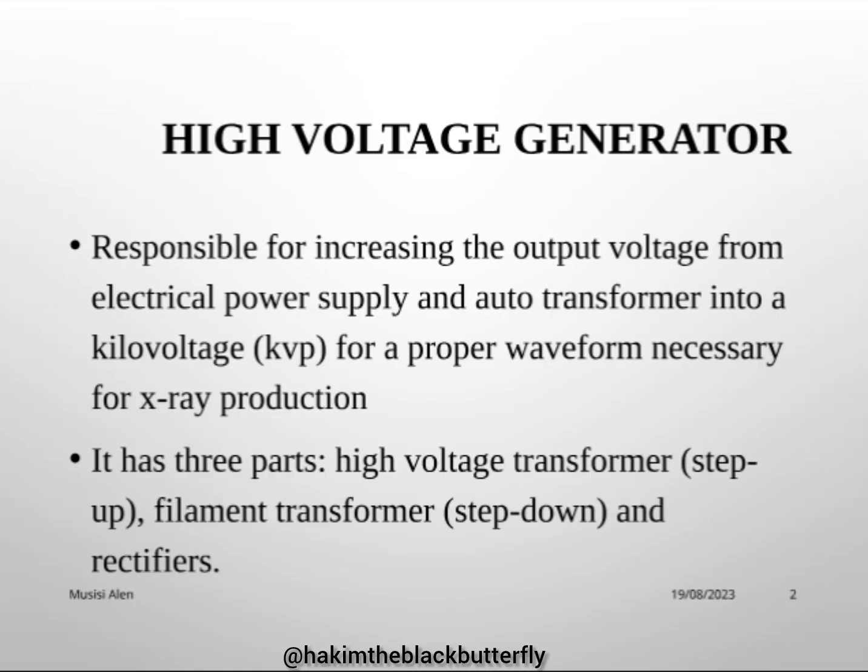This generator has 3 parts. It has the high voltage transformer, which is the step-up transformer to step up the volts to kilovolts. And also it has a filament transformer. This one steps down the voltage which goes to the filament. A filament has a separate circuit from that of the entire X-ray tube. The circuit for the filament is there to feed the filament a voltage and a current to heat it up for electron production.